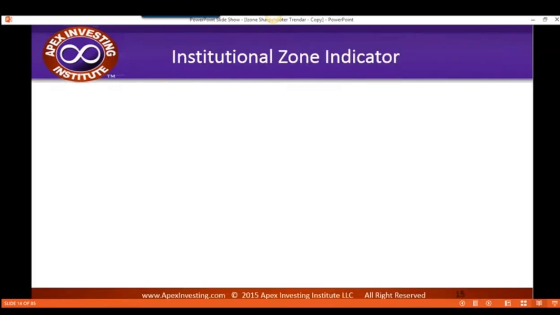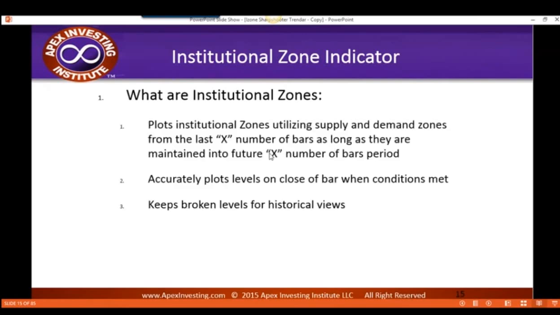All right? And so everybody understands what IZONE levels are, okay? So now let's look at what institutional zones are. Well, I just showed it to you on a chart. You don't really care about the back-end programming of it, but it plots these institutional zones utilizing supply and demand zones from the last X number of bars, as long as they're maintained into the future X number of bars, and so on.